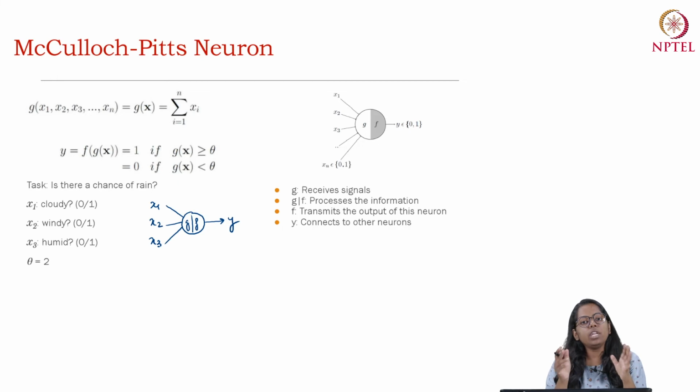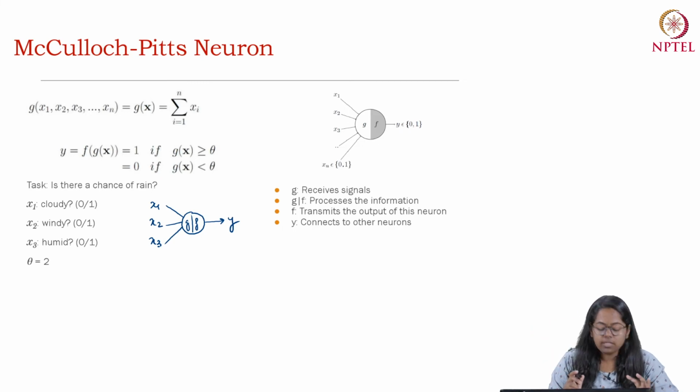So that is, if any 2 of these 3 conditions are satisfied, then we say that we want to fire this neuron, or we want to say that the output of this neuron should be positive, should be a yes or a 1. So that is why we set this threshold theta to 2.